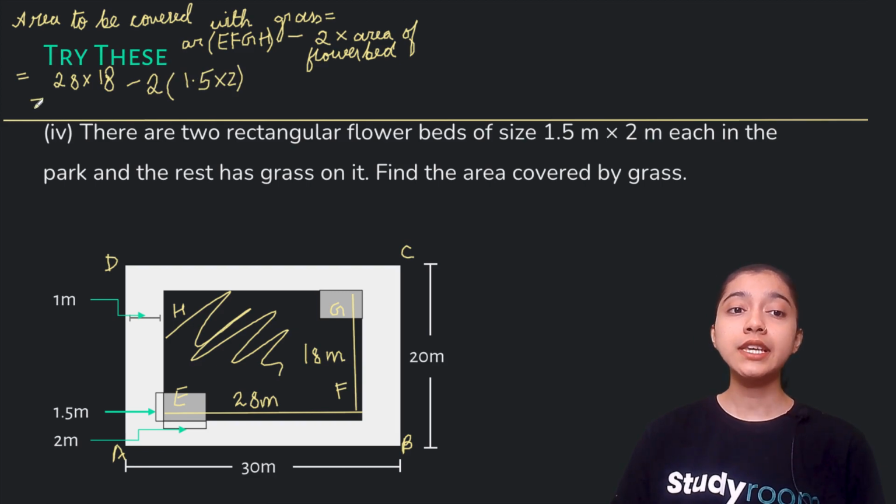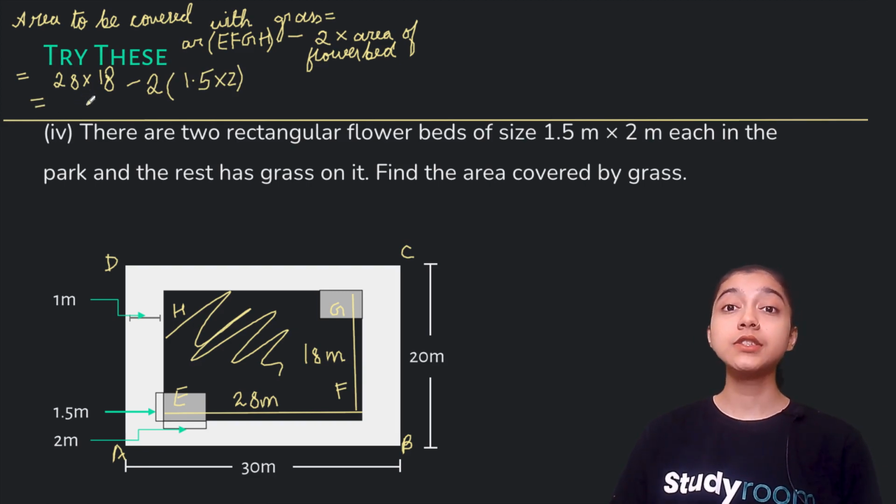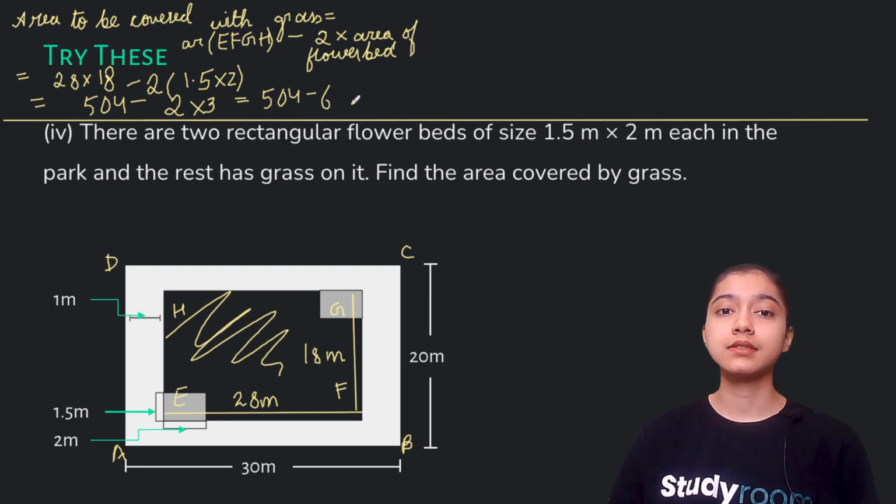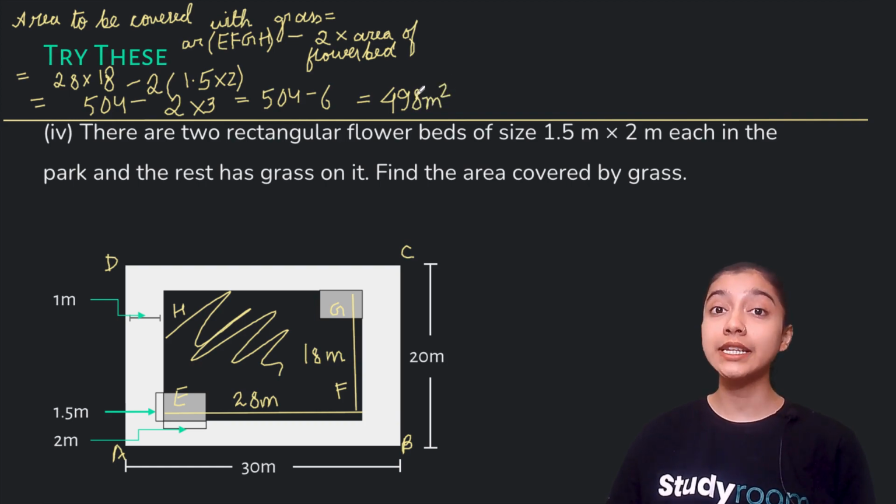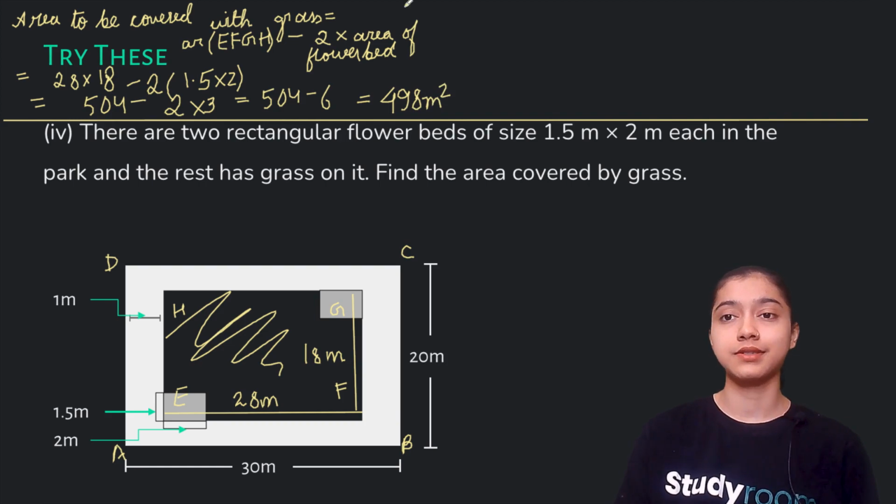Now 28 into 18 gives us 504. So we have 504 over here, minus 2, and 1.5 into 2 gives us 3. So ultimately we have 504 minus 6. This gives us 498 meters square, and this is the required area that needs to be covered with grass.